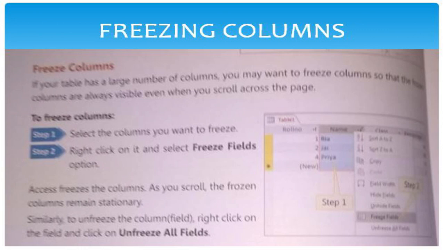That means it will come to the left side, the first field of the table. To freeze the columns, we need to follow the below steps. Select the columns you want to freeze, right click and click on the freeze fields option. Similarly, you can right click and unfreeze the columns also. In this way we can freeze and unfreeze the columns.